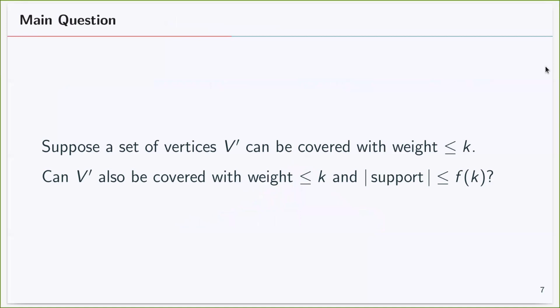So the question that for us resulted from looking at these things is, suppose we have a set of vertices V prime, and this V prime can be covered with weight at most k. So can we also cover this V prime keeping to the same weight bound, but now also having the support bounded by some function of the weight? I mean, the example before just showed us we can't do this for optimal covers, right? Because optimal covers can have unbounded support. So we have this upper bound on the weight instead.